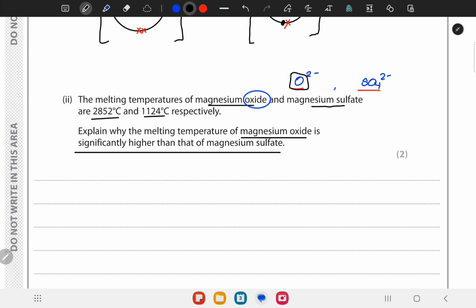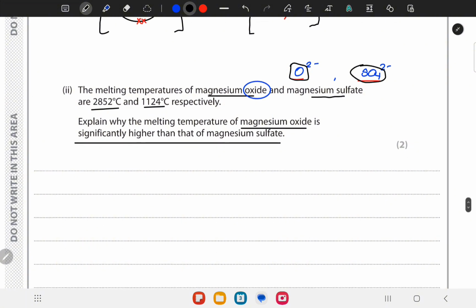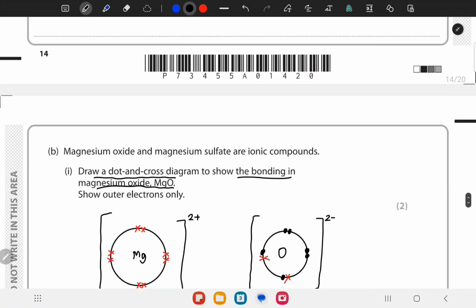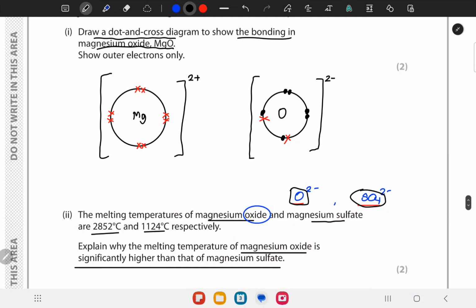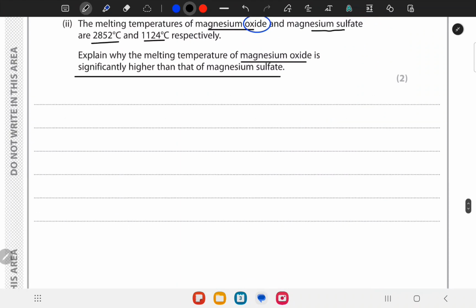The difference between them is their size. The oxide anion is much smaller than the sulfate anion. So there is a stronger electrostatic force of attraction between the Mg2 plus and the O2 minus, and that causes the higher melting temperature. So we'll write.